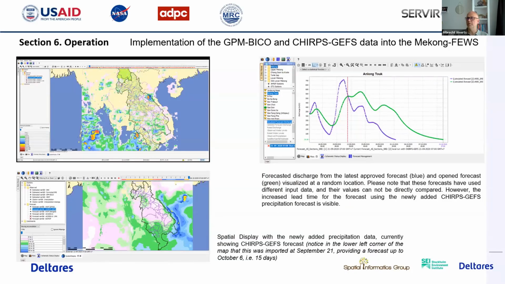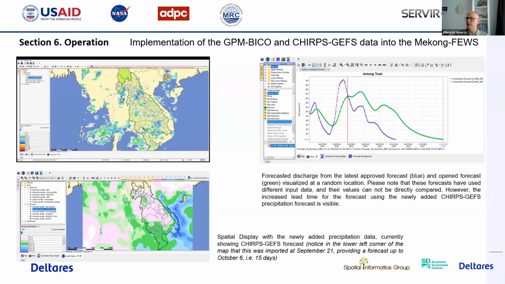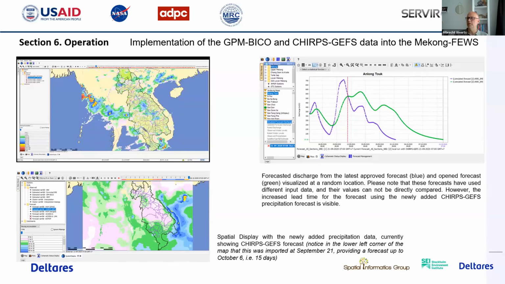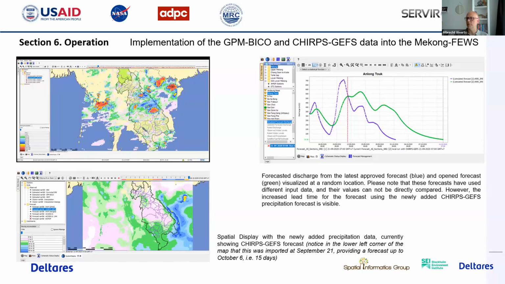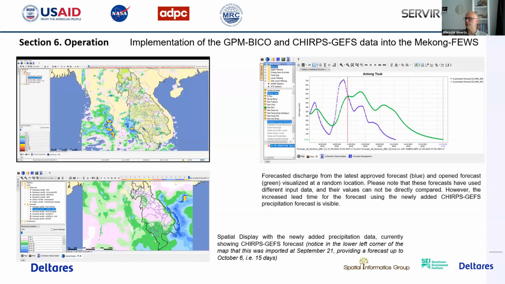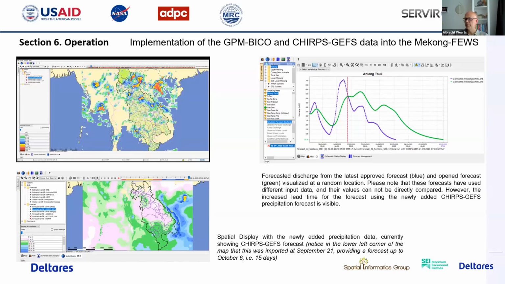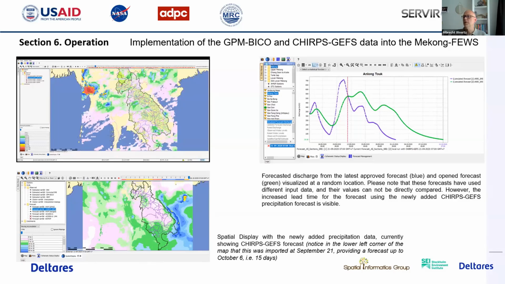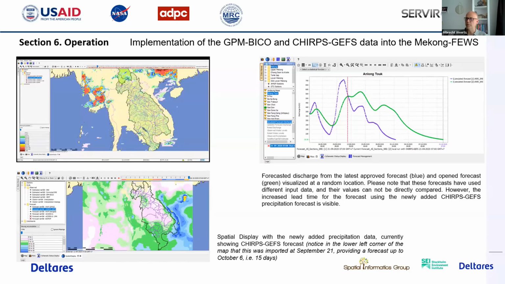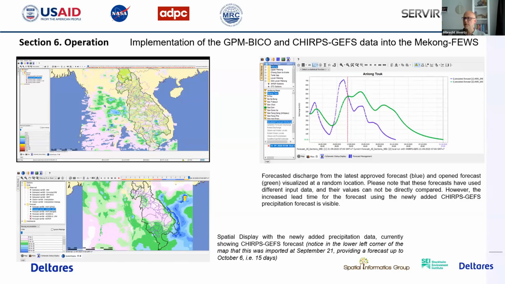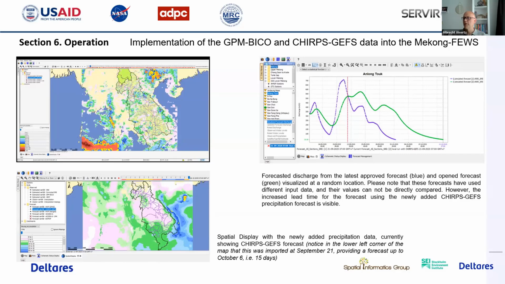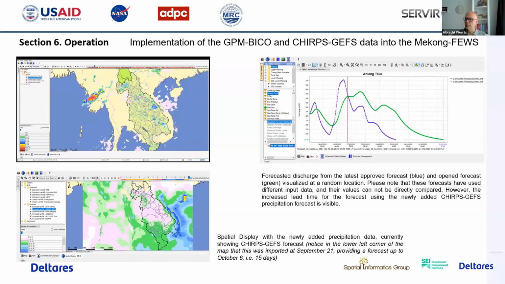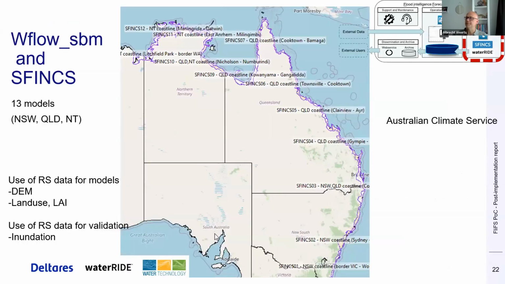This is an example of use of rainfall data in the Delft-FEWS Mekong system developed for the SPHERE project, where we basically import this rainfall data and then use it to drive hydrological models. Yeah, this is quite a typical use of remote sensing data. And of course, the advantage of this rainfall data is that it's available in near real time, in contrast to some other remote sensing products.